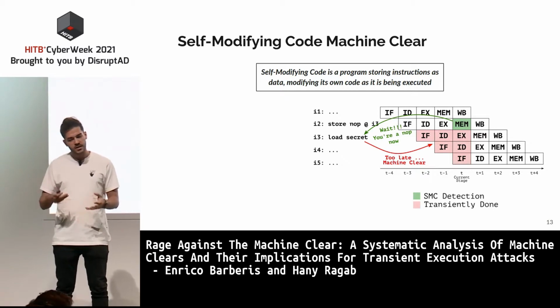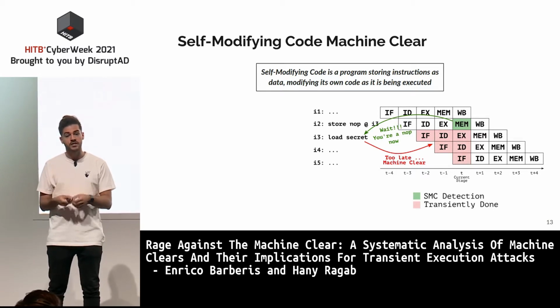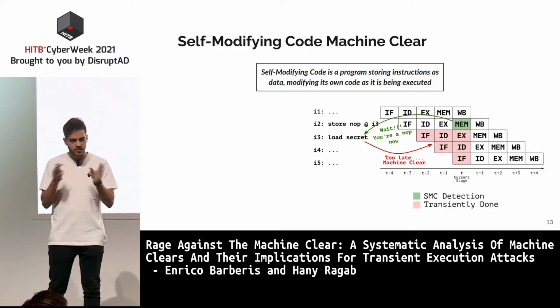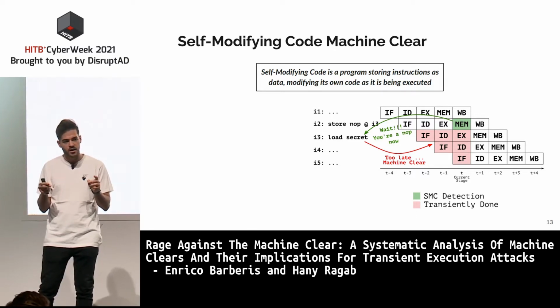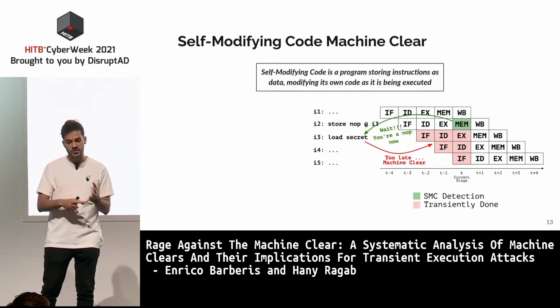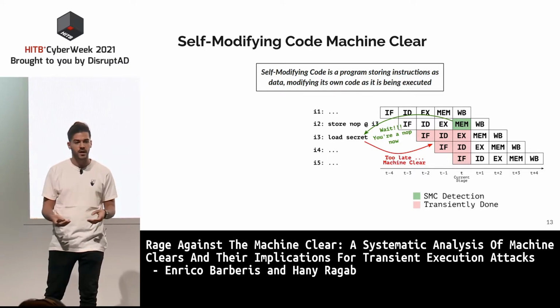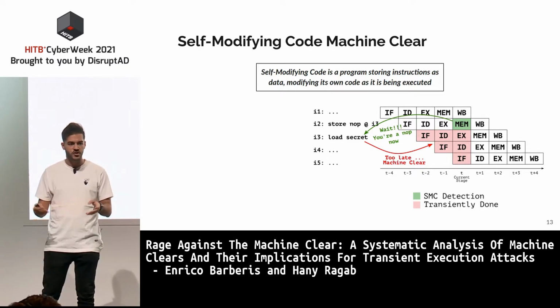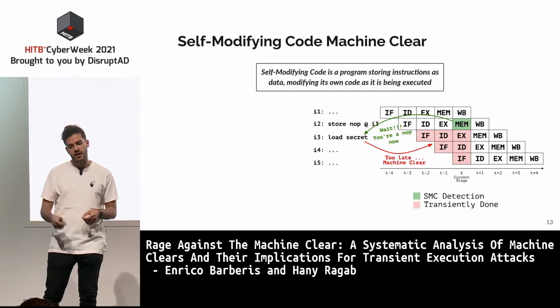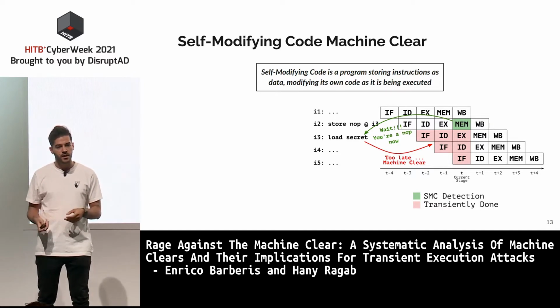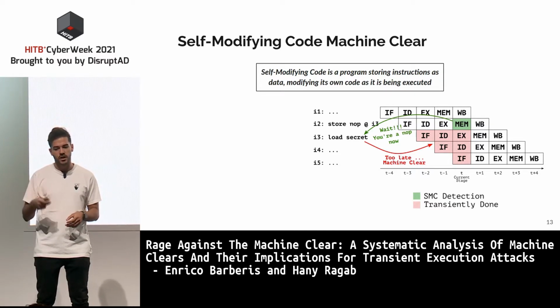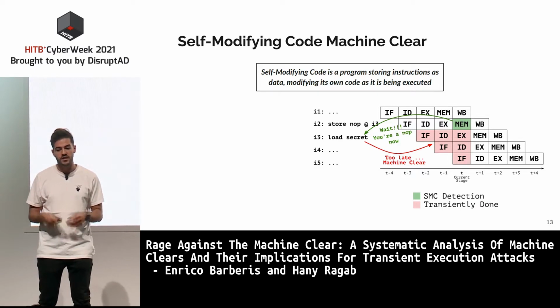But since this detection of a self-modifying code is not immediate, this creates a transient window, or some time window, where the CPU has already fetched, decoded, and executed the stale code, which was already in the pipeline, in this case the load secret. And as we saw earlier, through a covert channel, we can leak the side effects of this stale execution of the load secret. And therefore it will try to flush its pipeline from the stale code and try to execute the new code.